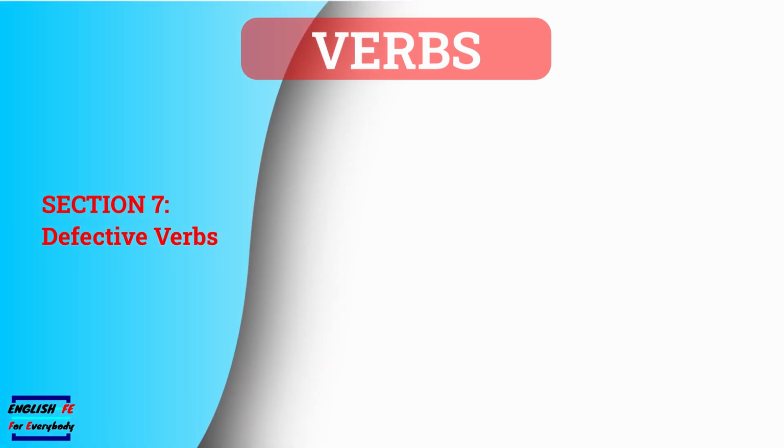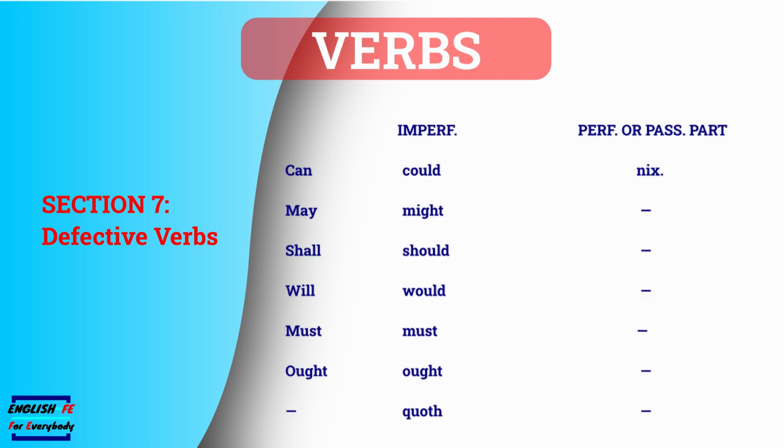Of defective verbs. There are some verbs, defective or rum verbs, which are used only in some of their moods and tenses. The principal of them are these: can, imperfect, could, no perfect or passive participle; may, imperfect, might, no perfect or passive participle; shall, imperfect, should, no perfect or passive participle; will, imperfect, would, no perfect or passive participle; must, imperfect, must, no perfect or passive participle; ought, imperfect, ought, no perfect or passive participle; no present, imperfect, quoth, no perfect or passive participle.